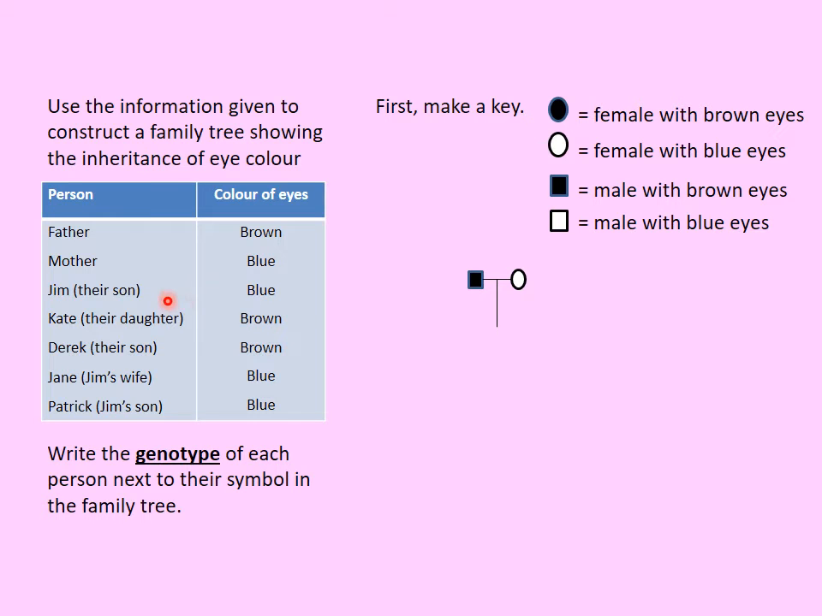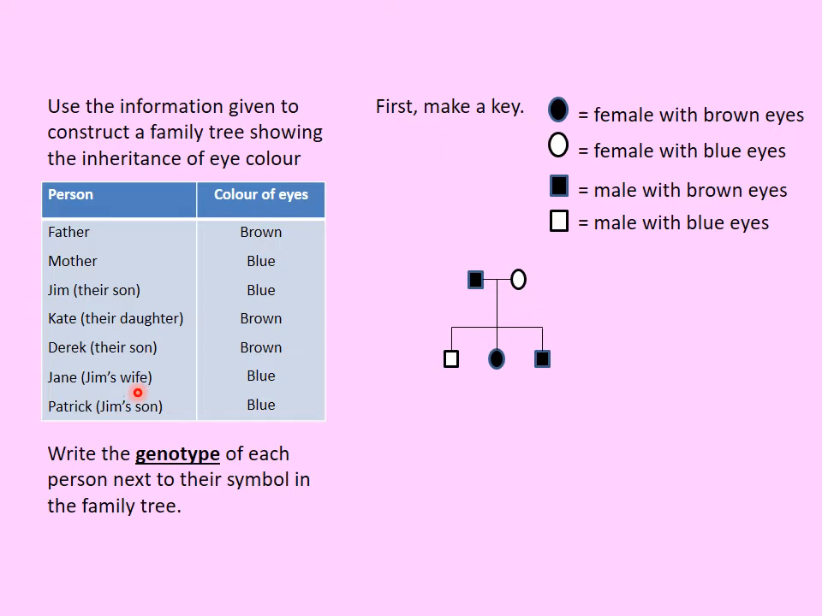You'll see here they've had 3 kids, Jim, Kate and Derek. So Jim, just the first one, he is a male that's going to have blue eyes. So what I do is I draw a line down from here and I put a white square just to show that they've had a child, and that child is a male with blue eyes. And then I just do the exact same for the other 2. Kate, their daughter, so she's a female, she's got brown eyes as you can see in the table, so she's going to be a black circle. And Derek, their other son, he is a male, he's got brown eyes, so he's going to be a black square.